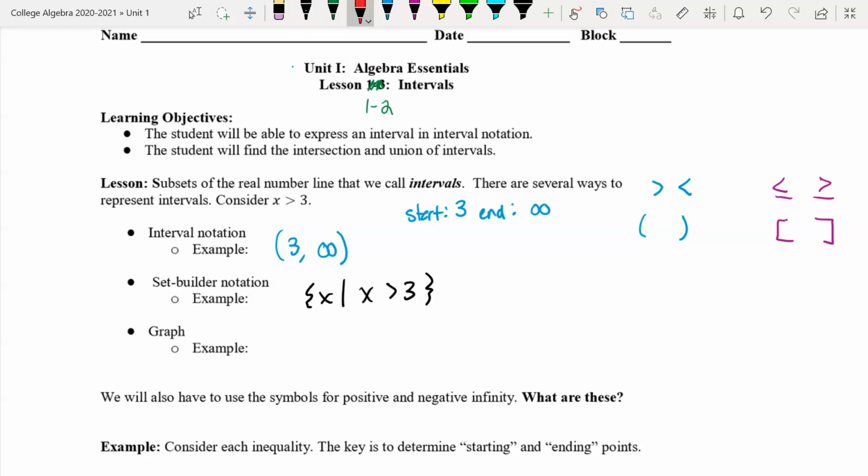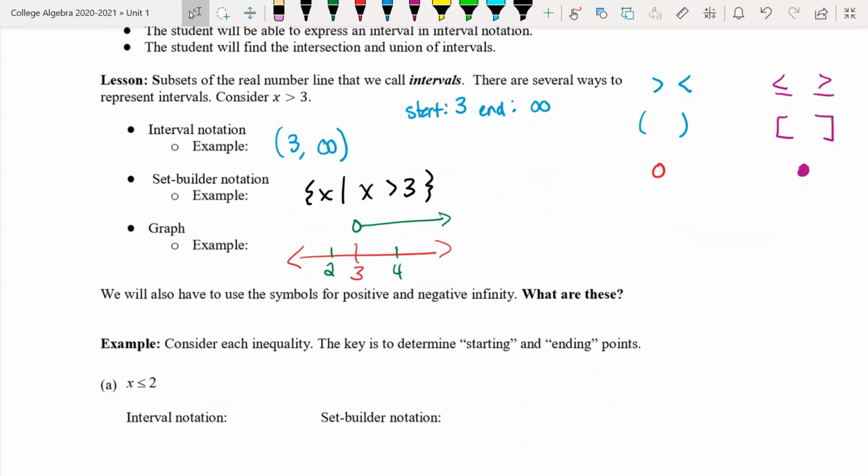Graphing's a little bit harder. The big thing when you're graphing is, if it's less than or greater than, it's an open circle. If it's greater than or equal to, less than or equal to, it's a closed circle. So in this case, I'm starting at 3, open circle, and going to positive infinity. I would shade because I want greater than 3. You can always ask yourself, is 2 greater than 3? No, so I don't want to shade that way. But is 4 greater than 3? Yes, so I shade that way. All right, so that's one example.